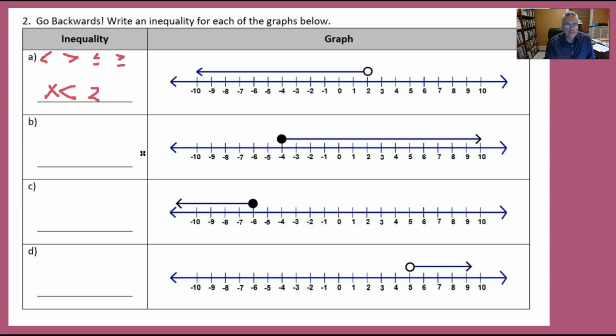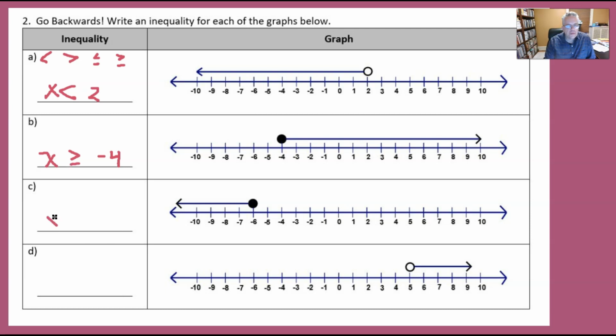Okay, on this one, let's put x, and then the number where the boundary point is. This has a solid dot, so I know it's one of the ones with equals. We have numbers that are to the right. Those are bigger than -4, so this is greater than or equal to -4.